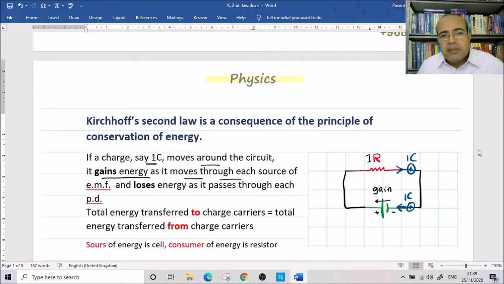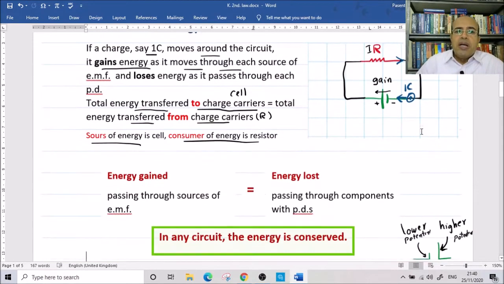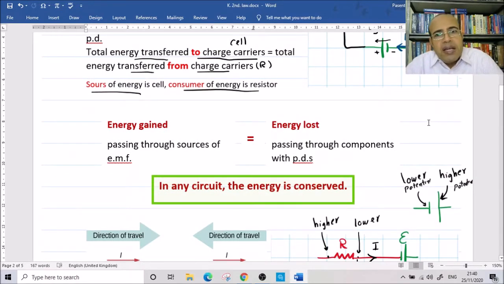The total energy transferred to the charge carriers from the cell or the battery equals the total energy transferred from the charge carriers to the resistor. The source of energy is the cell, remember, and the consumer of energy is the resistor. So the energy gained equals the energy lost. In any circuit, the energy is conserved. So Kirchhoff's second law is the law of conservation of energy.